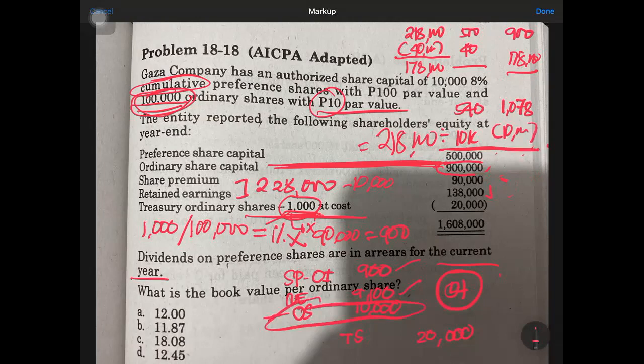So 900 plus 178 minus 10 is 1,068,000, divided by the outstanding shares. If our basis is 900 divided by 100 par, that's 900,000 divided by 100, that's 9,000. So 9,000 shares.